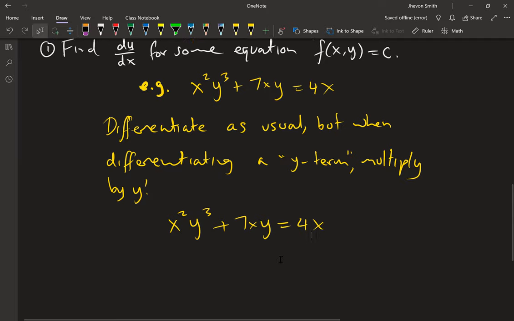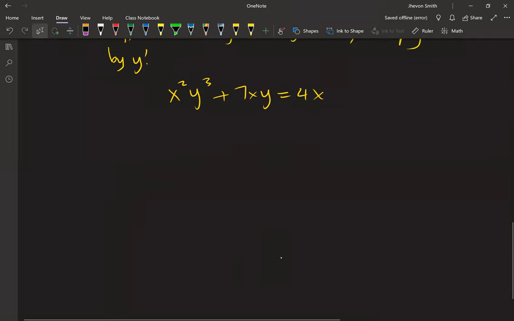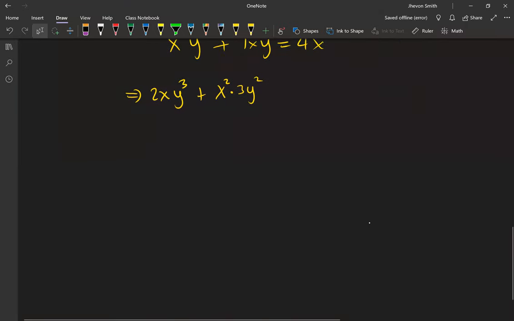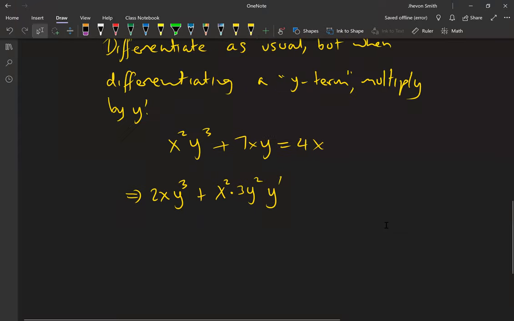So differentiate as usual would mean that, for example, in the first situation, I have a product of functions. So that means I should be doing the product rule. So I'm going to differentiate the x term, leave the y term alone, plus leave the x term, differentiate the y term. But according to the rule that I just gave you, every time you differentiate a y term, multiply by dy/dx or y prime.